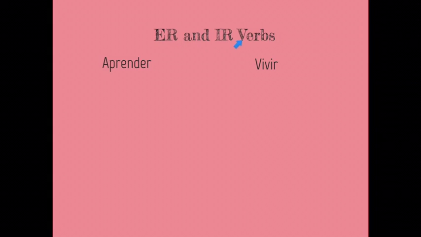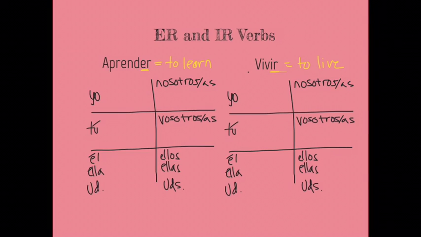Let's move on to ER and IR verbs. These are the other two types of Spanish infinitives. So how do you know if they're an ER and IR verb? Well, you have to look at the ends of the verbs. So aprender is an ER verb, it ends in ER, whereas vivir is an IR verb because it ends in IR. Now aprender means to learn, and vivir means to live. Remember, the to is included because they're infinitives.